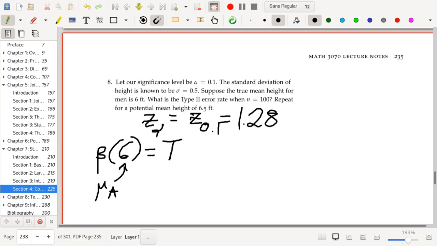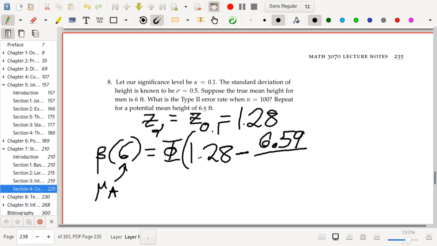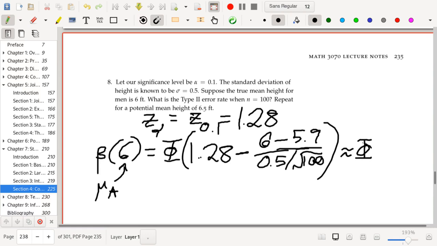Well, that's going to be, according to the formula that we obtained above, phi of 1.28 minus 6 minus 5.9. My apologies. I don't know why I wrote that. 6 minus 5.9, divided by the standard deviation sigma, which is 0.5, divided by the square root of 100. And that is going to be approximately, after you figure out all those numbers, negative 0.72.